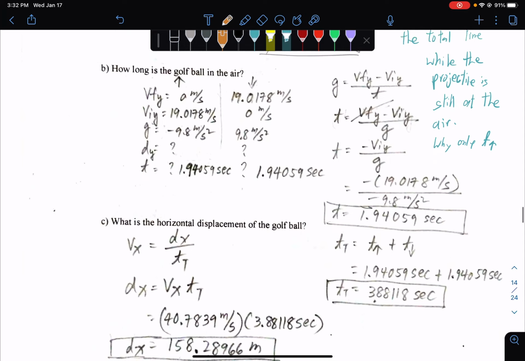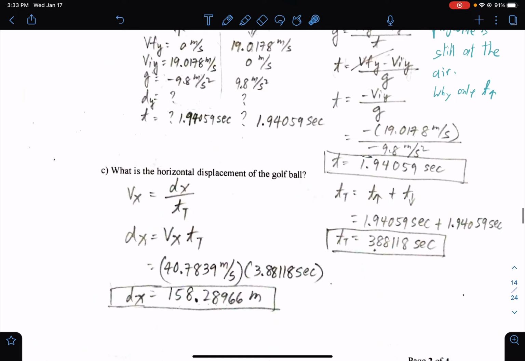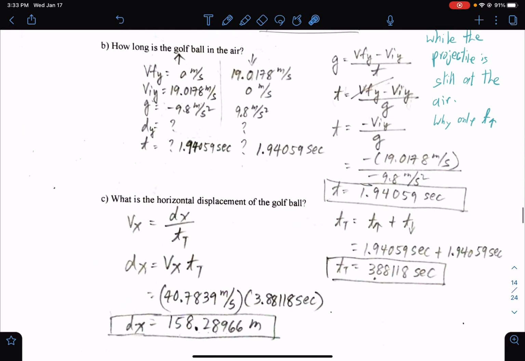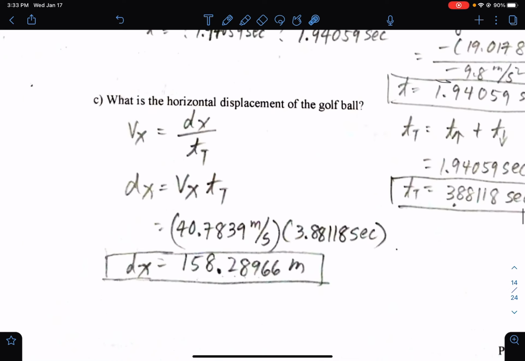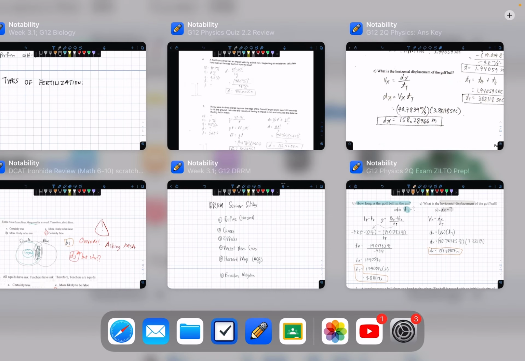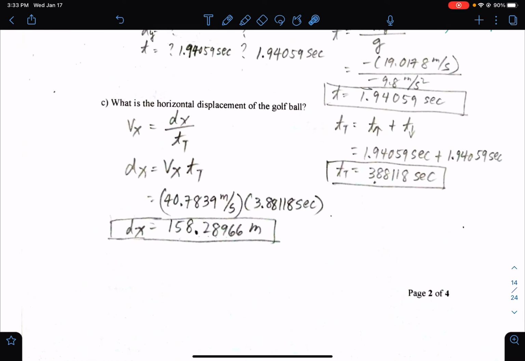Never mind. I suppose I overlooked the final answer. I think it's supposed to be this. Okay. Good thing there's a dot there. It would be crazy to think that it's 388,000 seconds. So for the horizontal displacement, that is basically d of x, we have 158.28966. Okay, so we're all good. Let's move to the next problem.